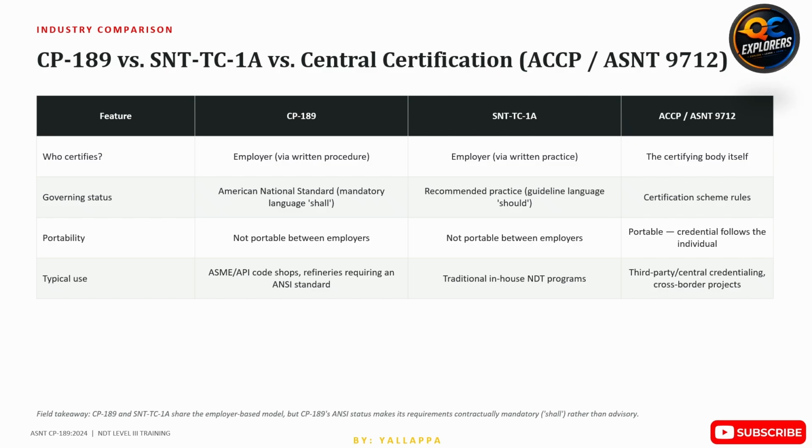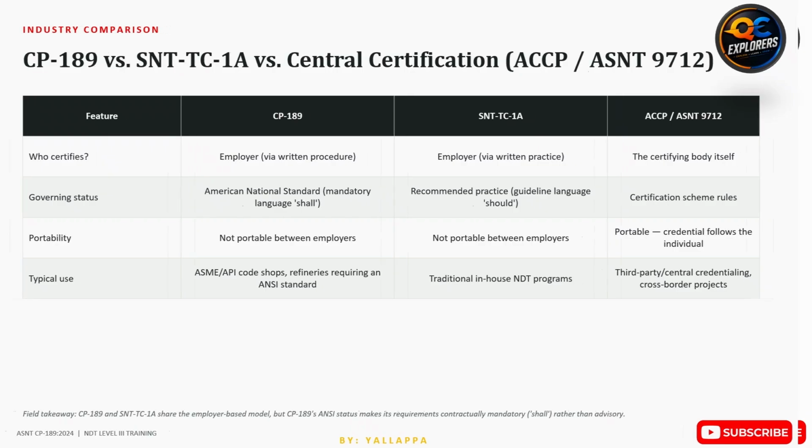Now let's consider their typical applications. CP-189 is commonly specified for ASME code fabrication shops, API facilities, refineries, petrochemical plants, and projects requiring compliance with an ANSI standard. SNT-TC-1A is widely used for traditional in-house employer qualification programs. ACCP and ASNT 9712 are commonly selected for third-party inspection organizations, multinational companies, and cross-border projects where a portable credential is needed.